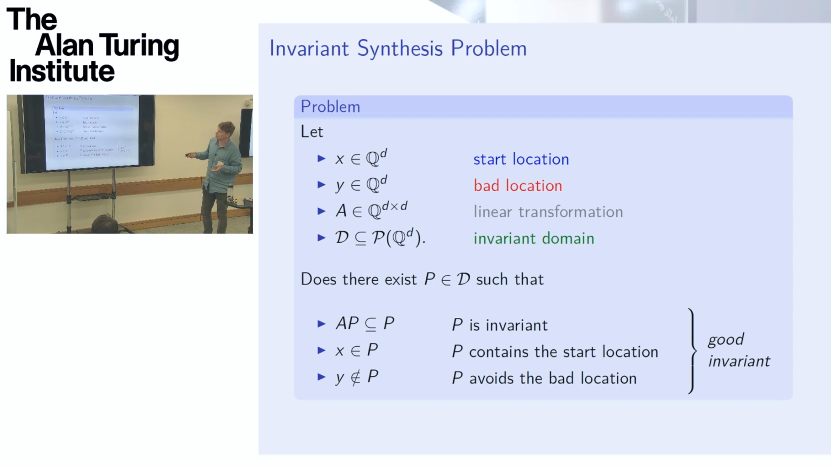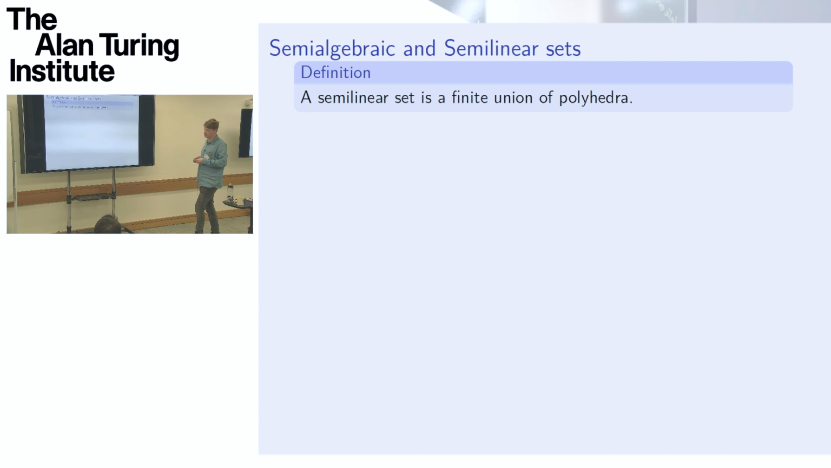So we want to show some stuff about this, but probably we're going to have to be more specific. We're going to have to fix an invariant domain, and then we can give some results. So what invariant domain could we think of? I'm just going to define some types of sets. What are semialgebraic and semilinear sets? This is what my results are going to be about.